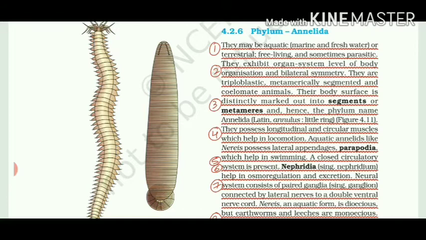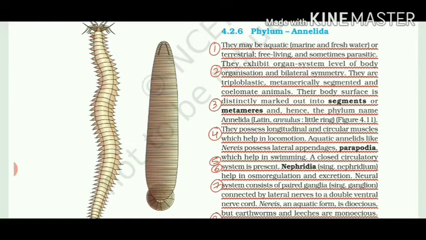So let's start. They may be aquatic, terrestrial, free living, or parasitic. Here can we call them endoparasitic or exoparasitic? Yes, exoparasitic or ectoparasitic, as they are present on the surface of the host body. Which level of organization do they have? Organ system. So students, from the previous phylum we have talked about the level of organization being organ system, and the symmetry will remain bilateral only.